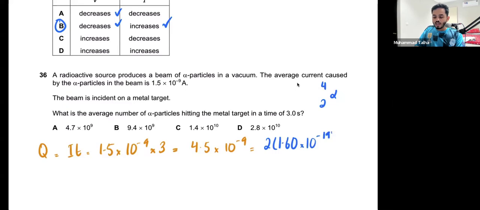This is for one alpha particle. And for n particles, this would be the total charge. This is the charge of one alpha particle, so if I multiply the charge of one particle by the number of particles, I can get the total charge. From here, I just make n the subject. So 4.5 into 10 to the negative 9 over 2 into 1.60 into 10 to the negative 19. So n turns out to be 1.4 into 10 to the 10. Easy.